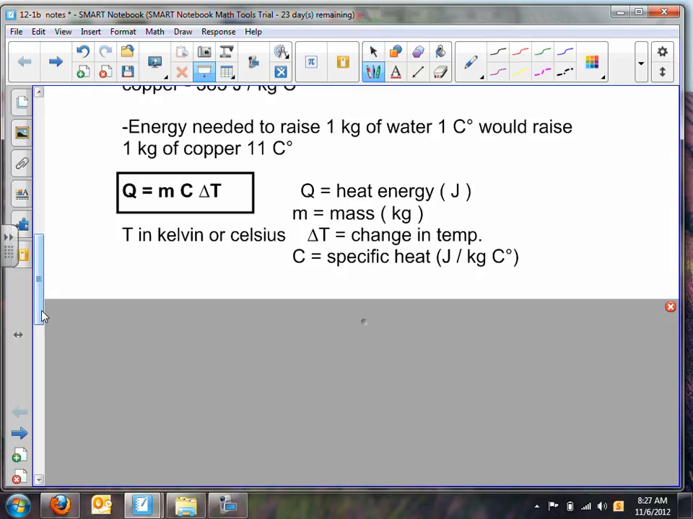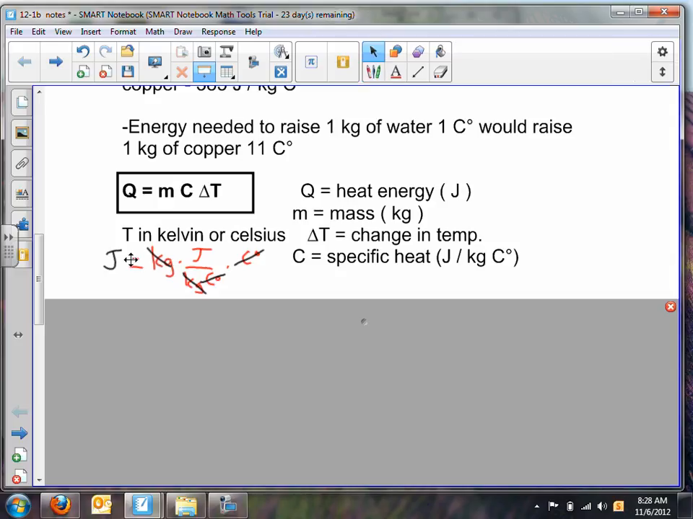And if we check the units, mass is kilograms, specific heat is joules over kilogram Celsius degrees, temperature is Celsius degrees. You'll notice what happens is the kilograms cancel out, Celsius degrees cancel out, and we're left with joules for Q, and that's what we measure energy in, joules. So the units all work out.